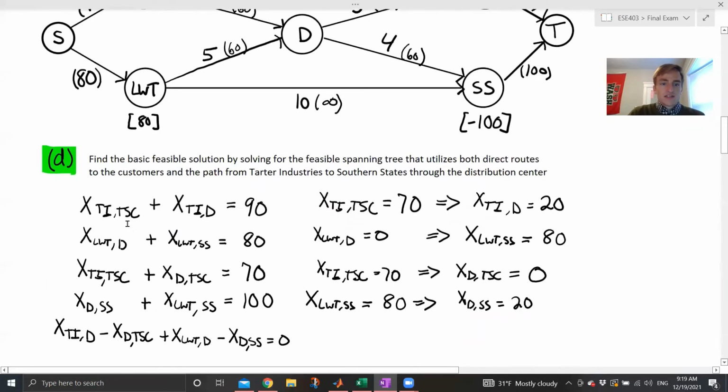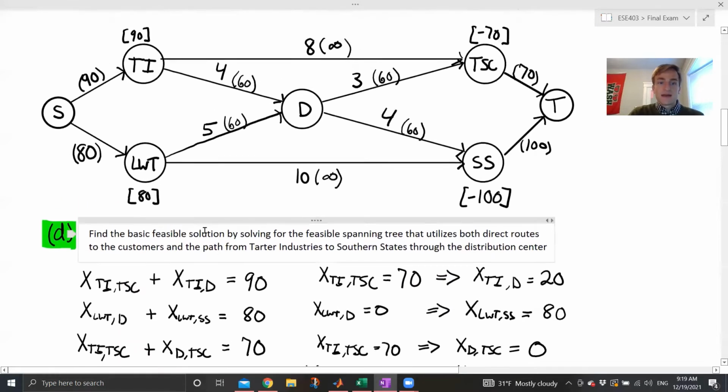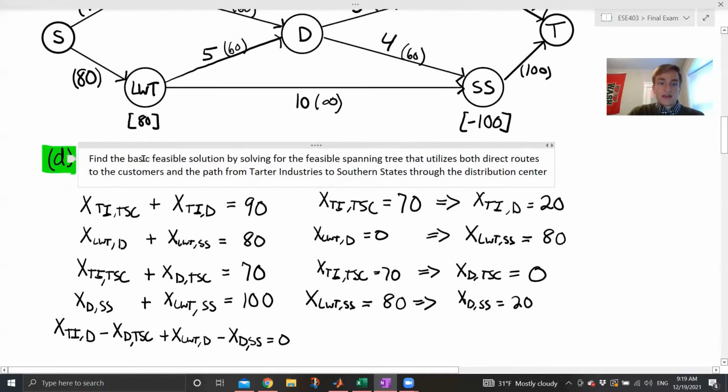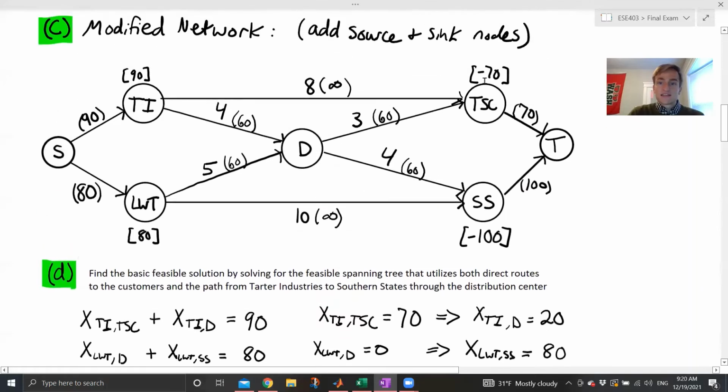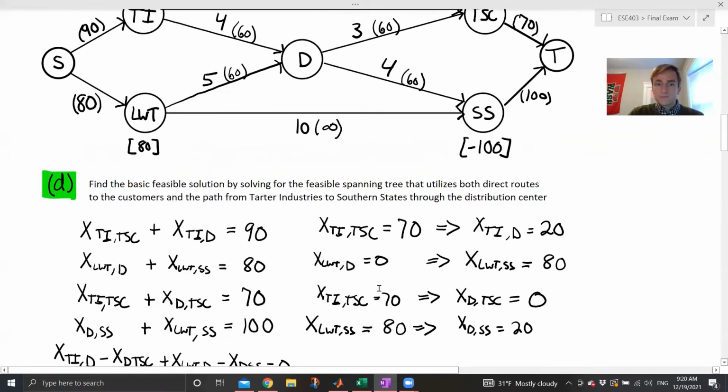And so as you can see, these constraints on the left side here are basically the supply and demand constraints. So anything that comes out of TI has a maximum of 90, as well as Liberty Water Tank has a maximum of 80. And anything coming into TSC from these two spots has to be equal to 70. It's the same thing with Southern States, which has to be equal to 100. So this is just limiting the supply and demand of each node, and they have to fall within these constraints.